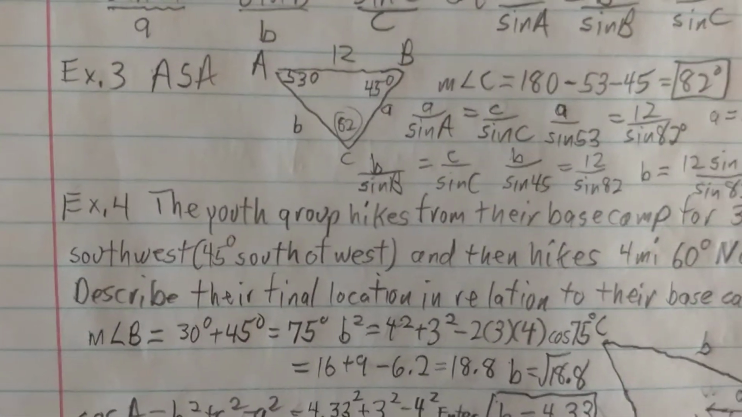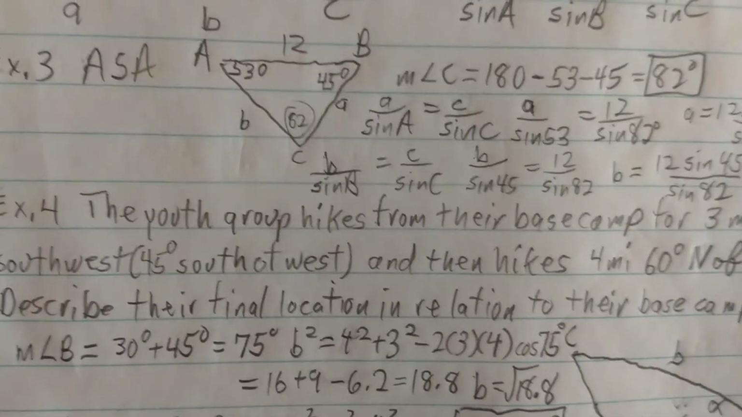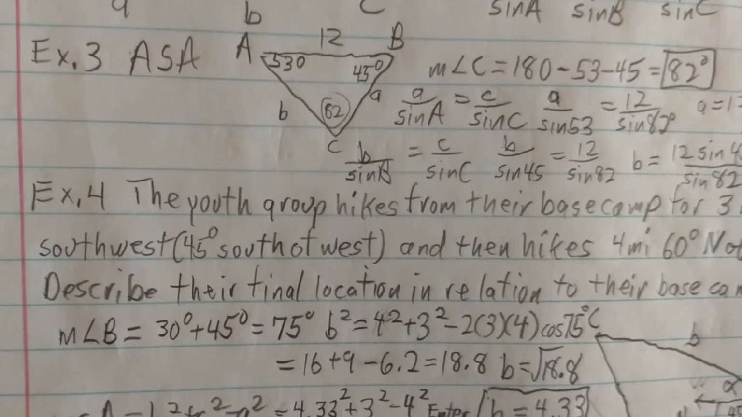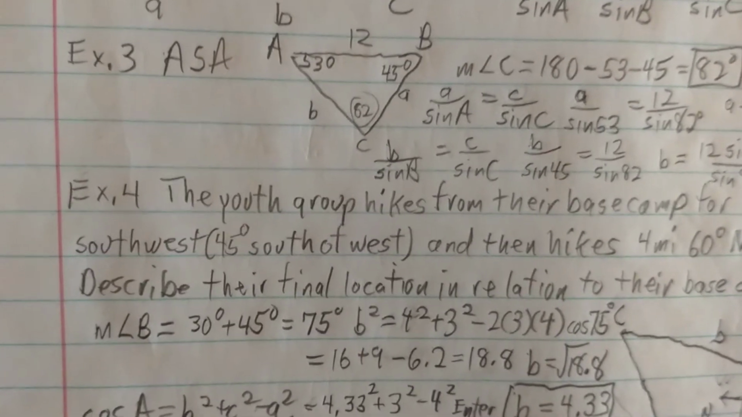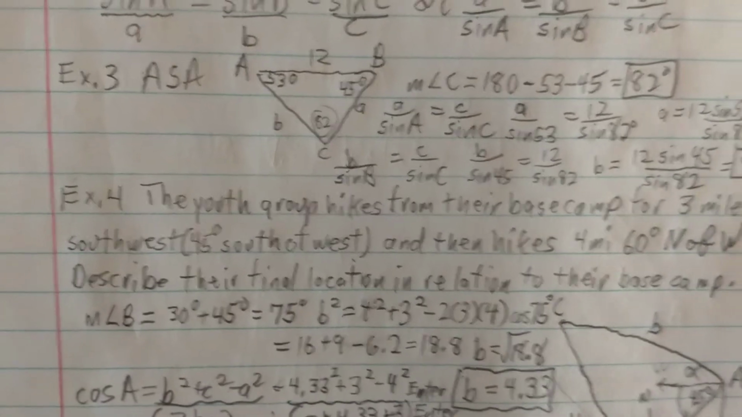And now for example 3, we're given angle A is 53, angle B is 45, and side AB is 12, giving us an ASA triangle.